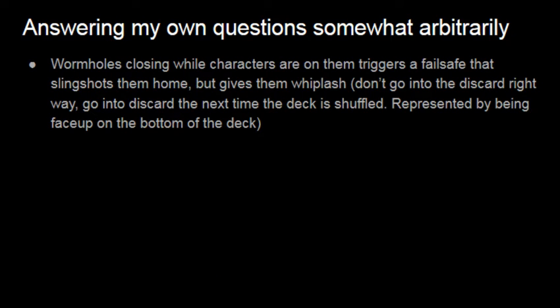So let's answer those questions I asked. What happens when a wormhole closes on a character? Let's say it triggers a technological failsafe that slingshots them home but gives them whiplash. So instead of going right in your discard where they get reshuffled, they go on the bottom of your deck, face up, so that they don't get to go back in your deck until you've used your whole deck again. Then you shuffle your deck, and then they go in the discard.